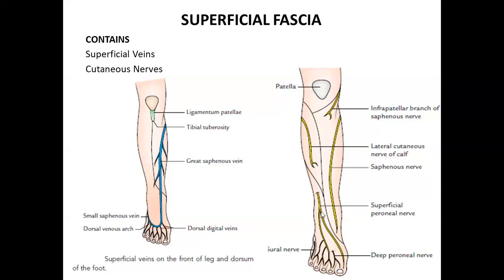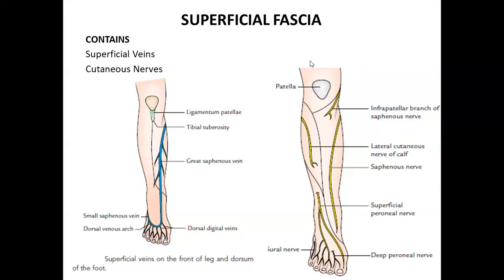The whole of the skin on the dorsum of the foot is supplied by the superficial peroneal nerve, except the cleft between the first and the second toe, which is supplied by the deep peroneal nerve. The lateral surface of the little toe is supplied by the sural nerve, and the medial border of the foot up to the ball of the great toe is supplied by the saphenous nerve.